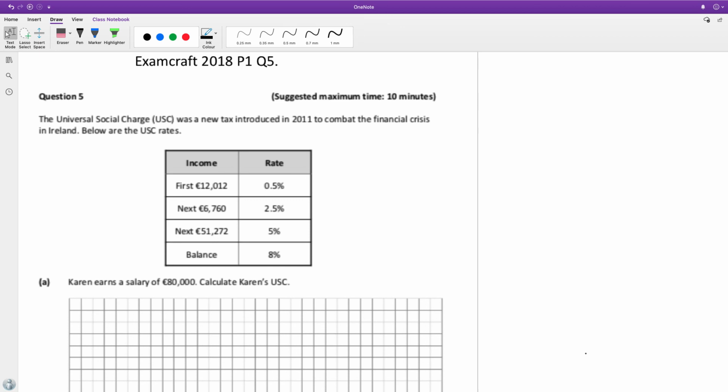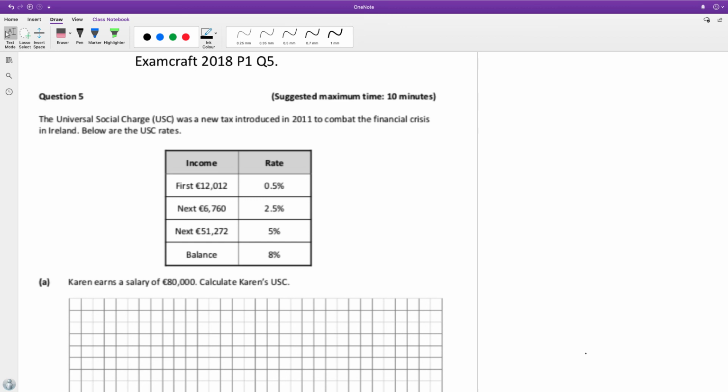Right. So, on the first €12,012 she earned, she pays 0.5%. On the next 6,760 she earns 2.5%. On the next 51,272 she earns 5%. And what's the balance? What's left over between there and 80,000. Right, off you go. Give me 0.5% of that, 2.5% of that, 5% of that, 8% of what's left over.